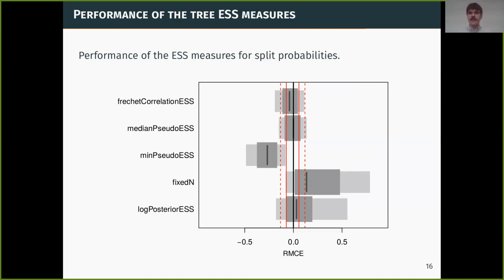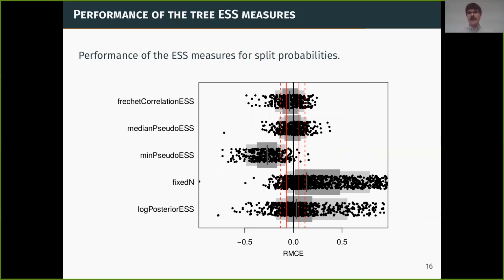Here are the median 50 and 80s for the tree ESS measures. You can see the Fréchet correlation and the median pseudo-ESS line up nicely. Medians are near 0, 50s line up with 50s, 80s line up with 80s. The minimum pseudo-ESS is very conservative. We have small RMCE, which means underestimation, and the benchmarks, or the things people do in practice, are likely to lead to overestimated ESS. For fun, here's all the points.